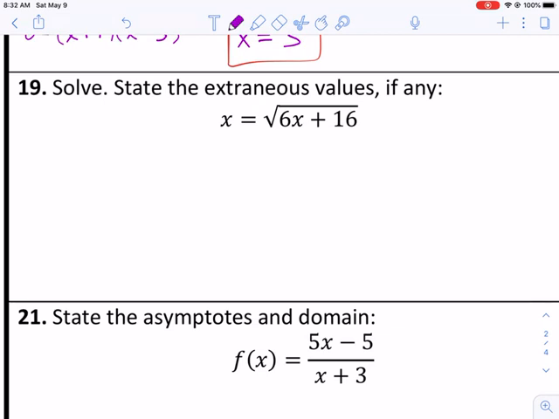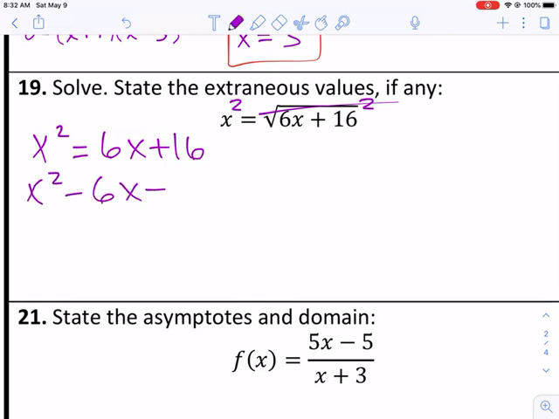There's nothing outside this radical I need to address, so I'm going to go ahead and just square it to get rid of that square root. So now I'm going to have x squared is equal to 6x plus 16. Set everything equal to 0, so we're going to switch signs and move things over. So x squared minus 6x minus 16 equal to 0.